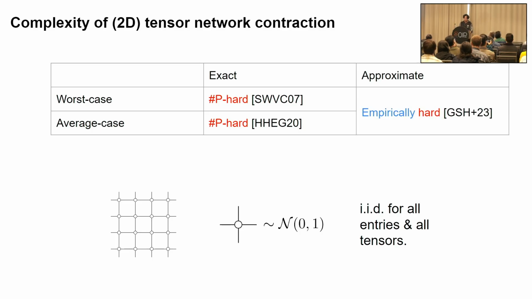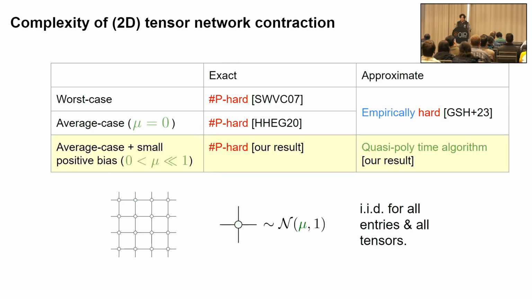As for approximate contraction, while in many applications there are clever algorithms that work really well, if we think of a random tensor with random entries, then it is empirically hard. And there's a recent systematic study of this exact Gaussian ensemble by Garcia et al., which verifies that the standard entanglement-based contraction struggles on average for this type of tensor network.